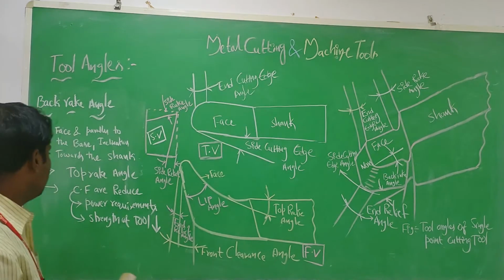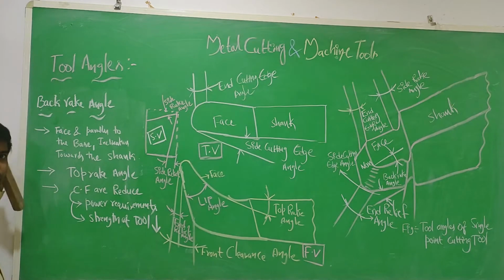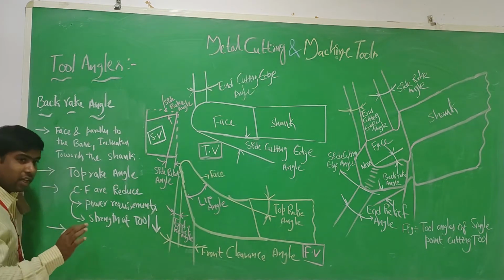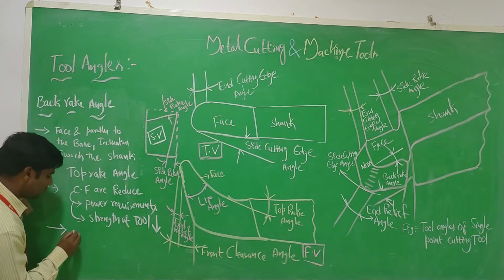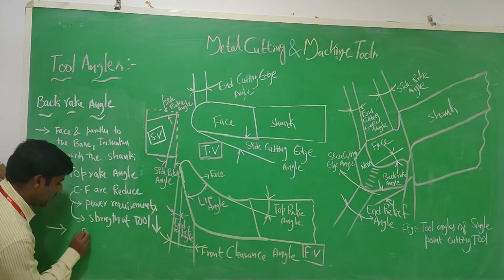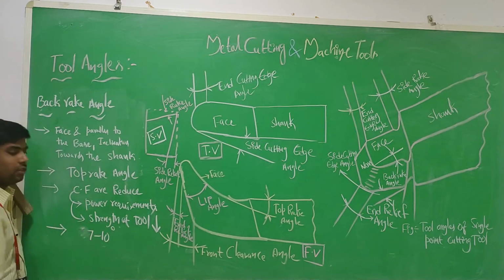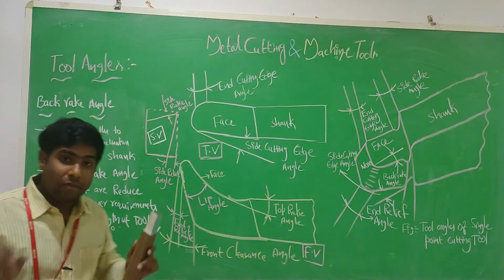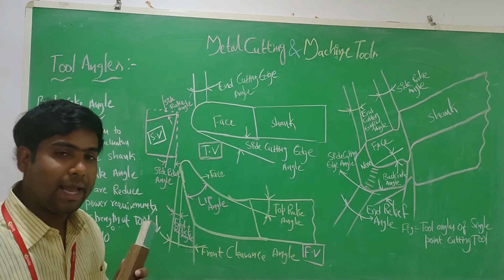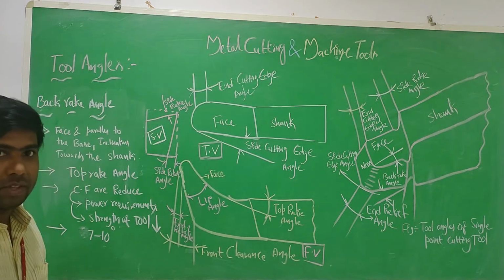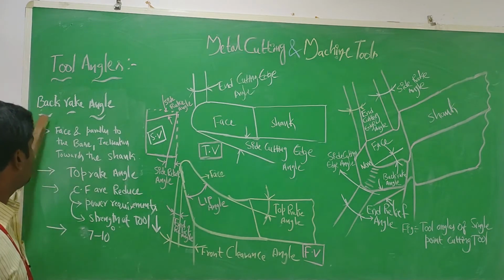Okay, friends. The value of the back rake angle lies between 7 to 10 degrees. So this is all about the back rake angle.